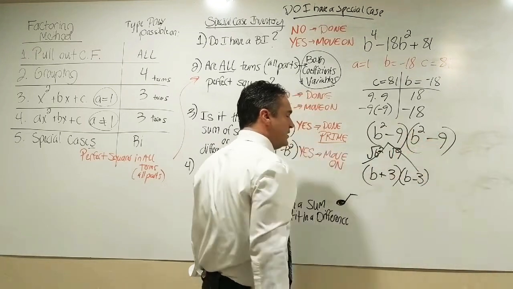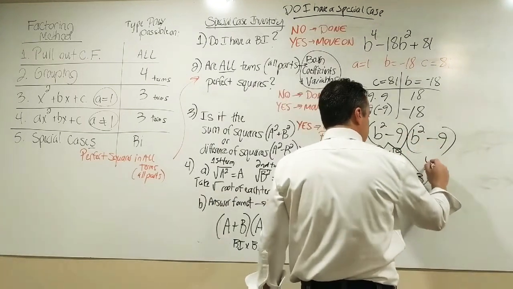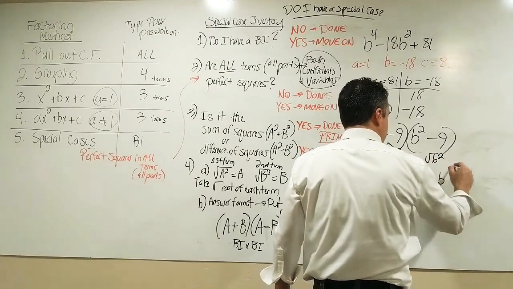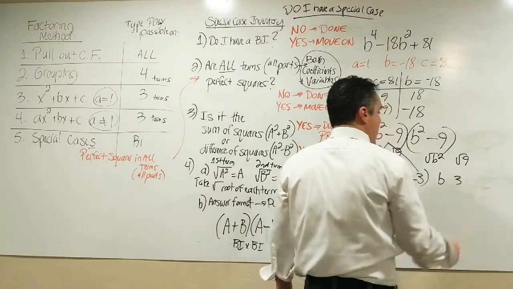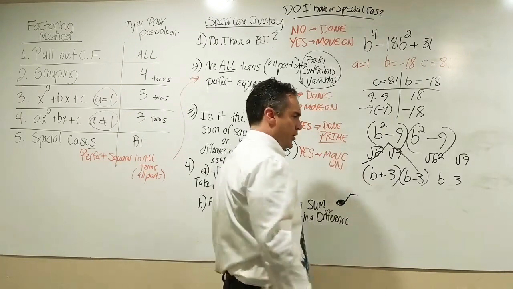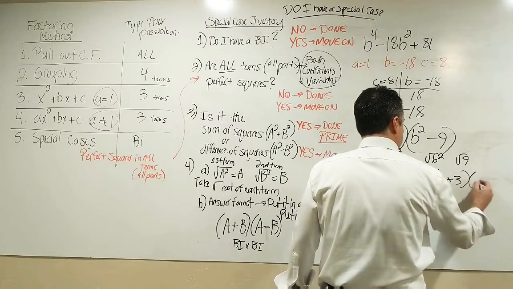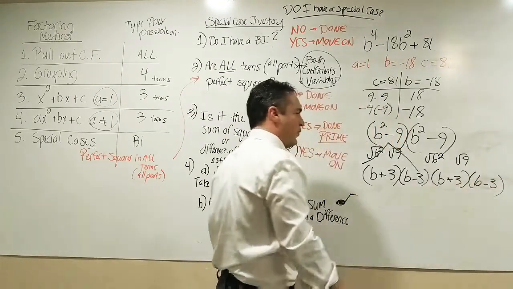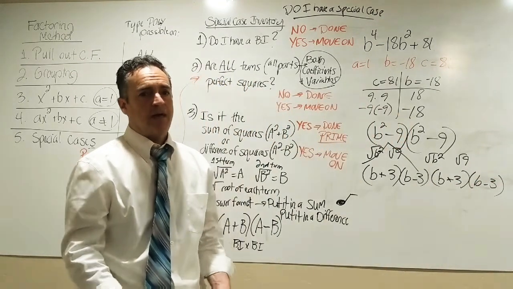But this one's the exact same. And so again, we're going to take the square root of b squared, and we get b, and the square root of 9, and we get 3, and we're going to sing it, Hallie. 1, 2, 3. Put it in a sum, put it in a difference. And that, my friends, is the final answer to that problem.